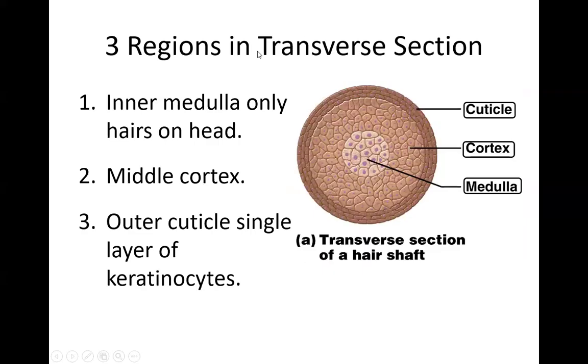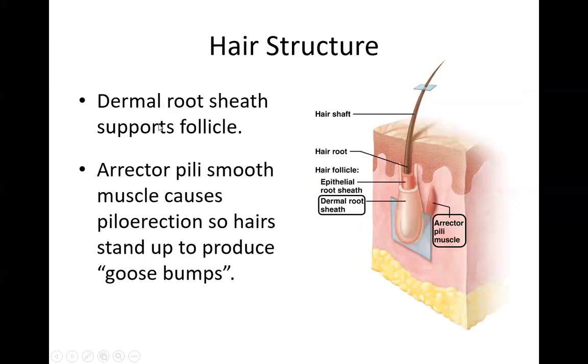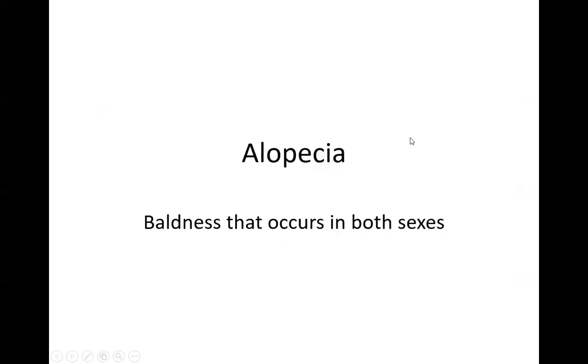There are three regions in the transverse section. There's the cuticle, that's on the outside, the cortex, that's the middle layer, and the medulla, that is the core of the hair follicle. So the dermal root sheath supports the follicle. This is the dermal root sheath. And the arrector pili, smooth muscles, causes the piloerection, so the hairs stand up to produce goosebumps. So there's a stimulation of the arrector pili, and that is what leads the hairs to stand up.